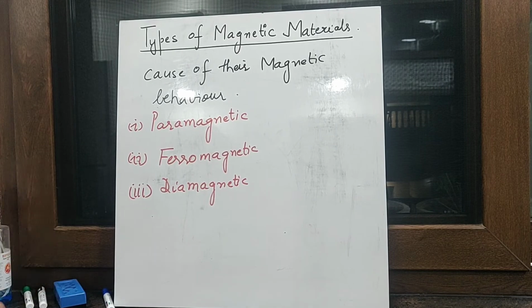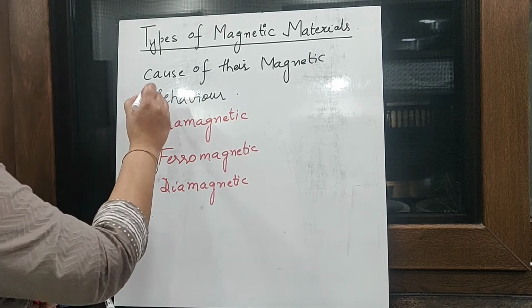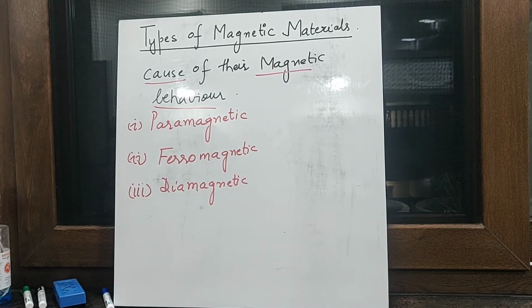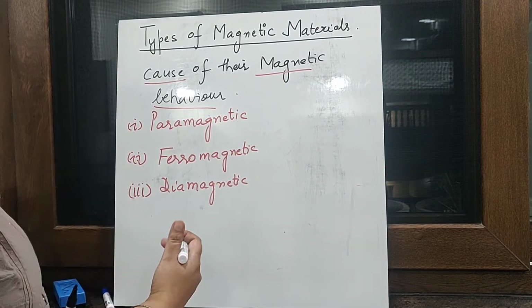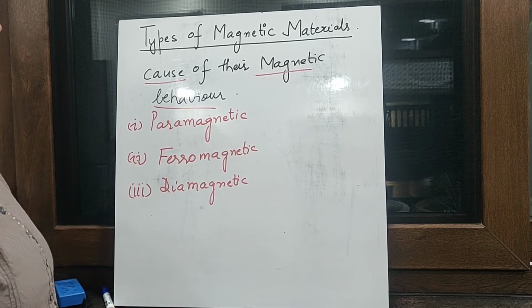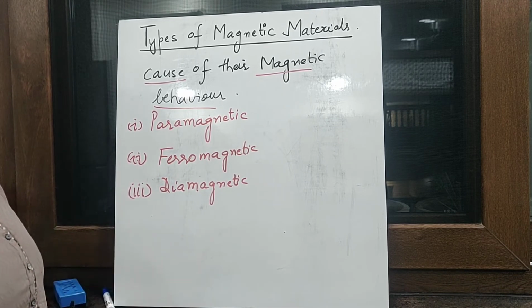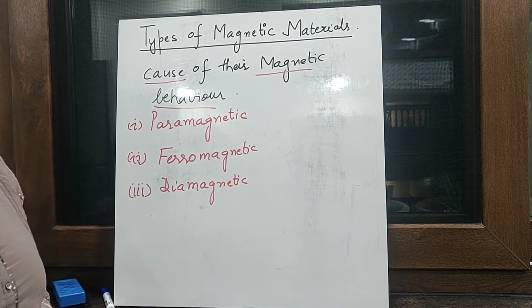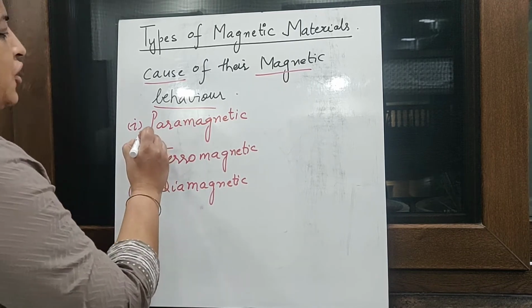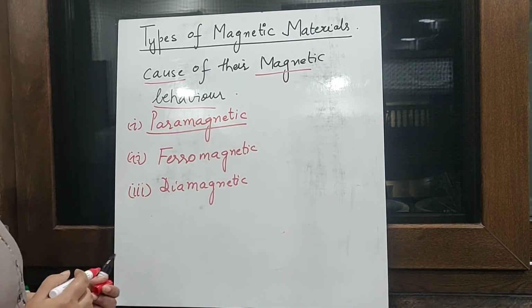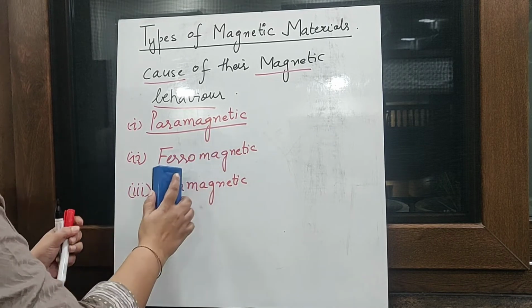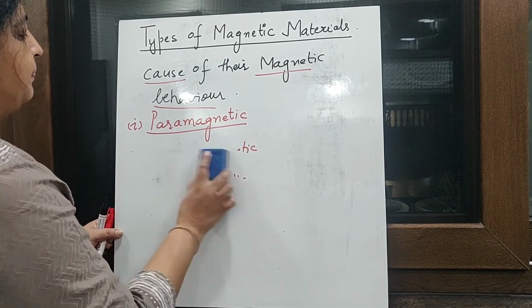Now we want to understand what is the cause of their magnetic behavior, like what is it that they show when they are placed in the magnetic field, and what is the root cause of the property that they show when they are placed in the magnetic field. So initially let us start learning about paramagnetism, or the paramagnetic behavior of materials.